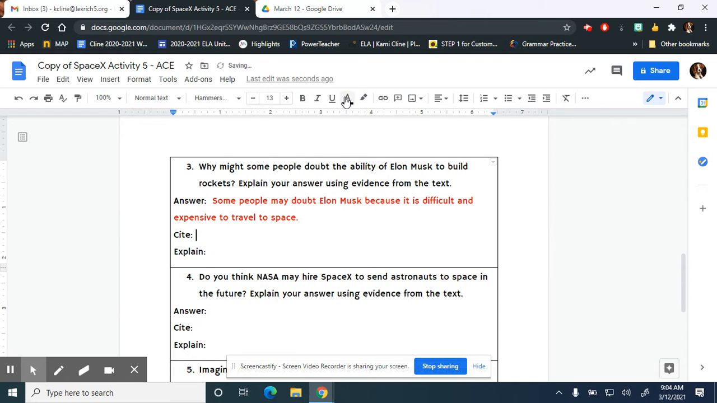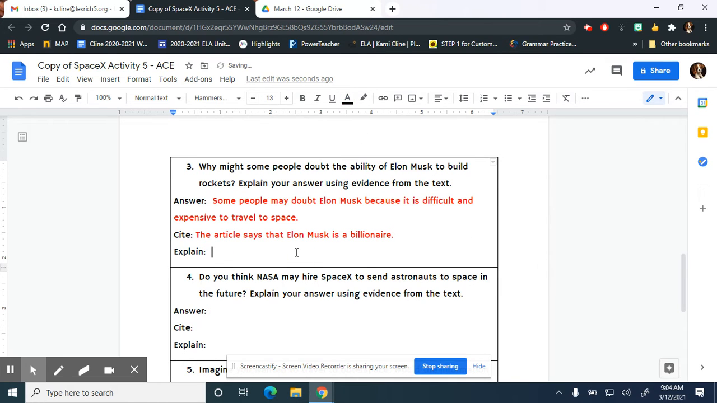Now, my evidence that I'm going to cite, I went back and I found in the article, you can say the article says that Elon Musk is a billionaire. Billionaire means really, really, really rich.